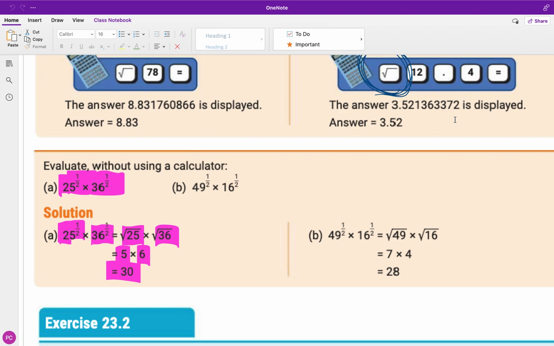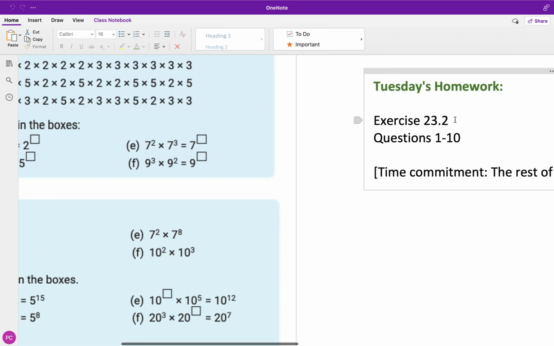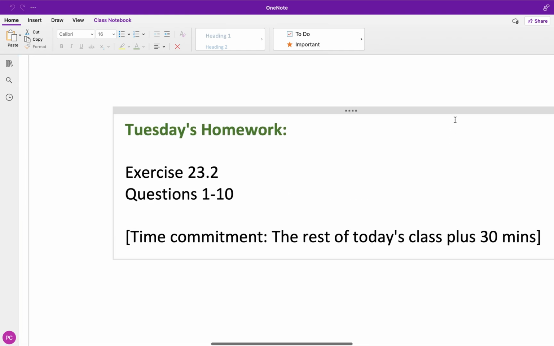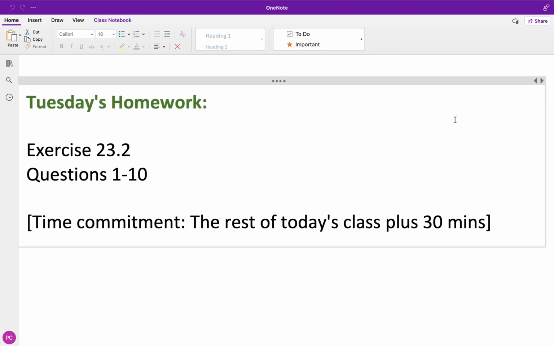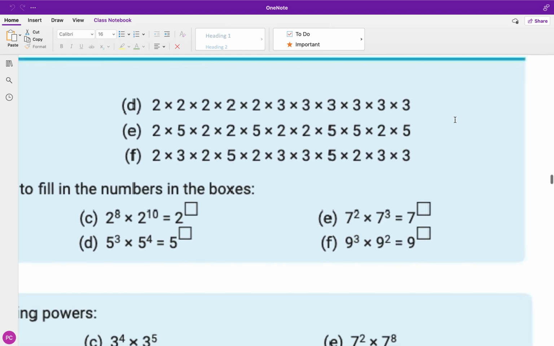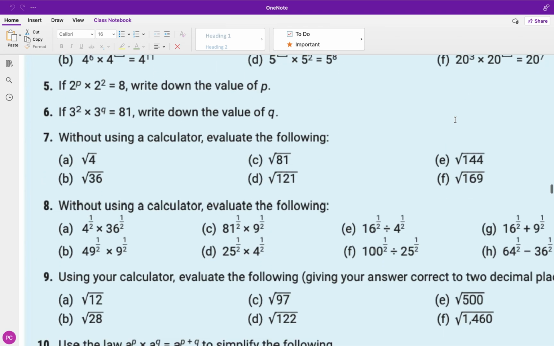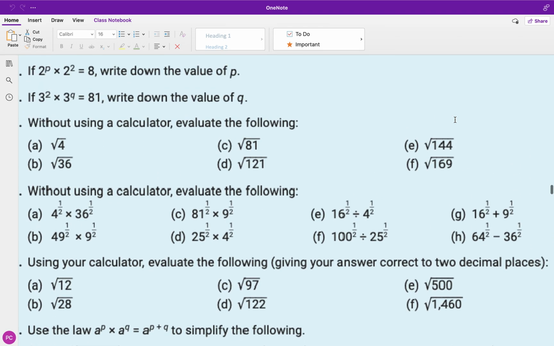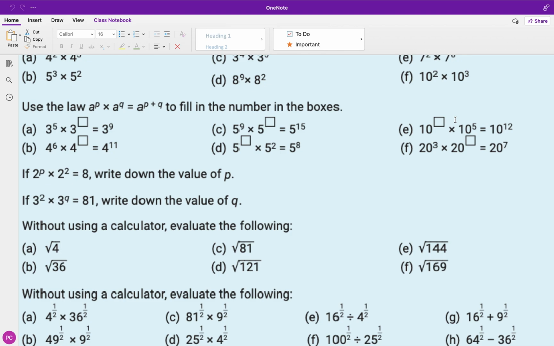Okay. So lots of questions for you to tap away at. The homework is over here on the right in the OneNote. So exercise 23.2, all the questions. Some people will finish it within the class time. Some people might take slightly longer to go back over the examples and get your head around the first law of indices. But I would say finish the class, give me an extra 30 minutes, get as many of those questions as you can done. And I will go through any issues and correct all those with you in class the next day. Okay, thanks, mind yourself.